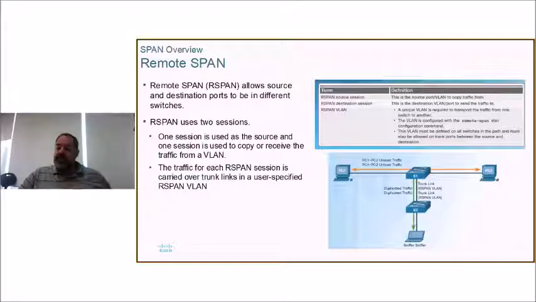And there's also remote span. So we're analysing this traffic, but we're actually sending it to another switch, where it will then be analysed. And so basically, it has two sessions. One session is used as the source and one session is used to copy or receive the traffic from the VLAN. The traffic for each RSPAN session is carried over trunk links in a user-specified RSPAN VLAN.